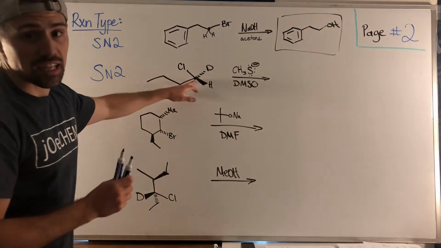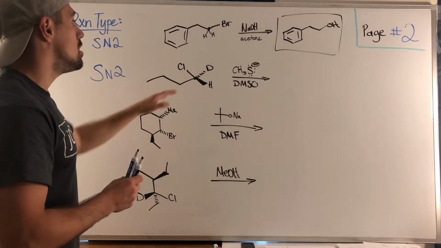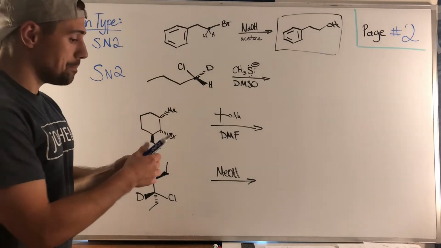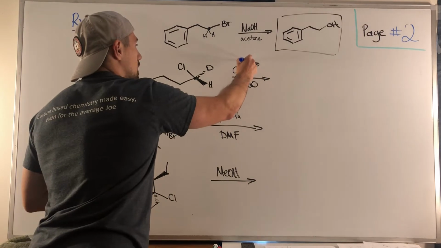We can clearly see this is a chiral center. We are attached to 4 different things. So chlorine is our leaving group. Our arrows will look like this.